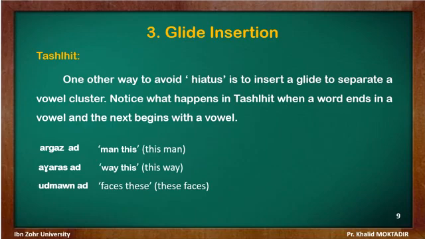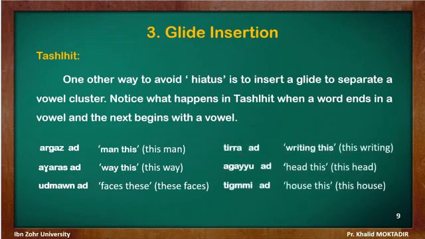Now here we have no problem on the boundaries of words. We have the first word ending in a consonant and the next begins with a vowel. But when we end up having two vowels, look what happens. Tira ad, agayu ad, tigmi ad. Now the native speaker proceeds to the insertion of a glide to separate the two vowels, and so these are pronounced tirayed, agayuyed, tigmiyed.